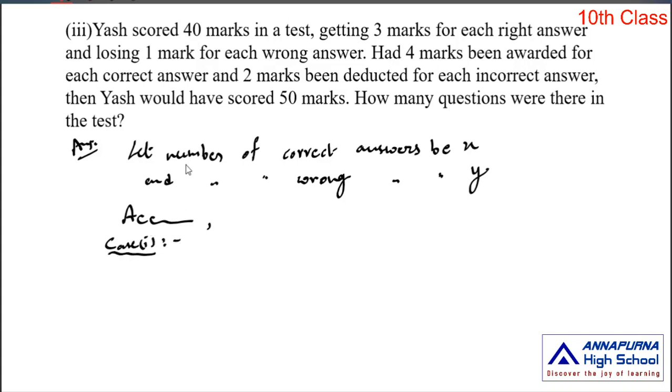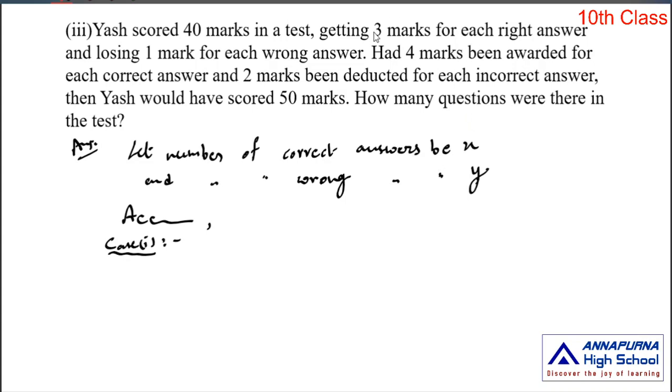In case 1, Yash's score is 40 marks. How? If 3 marks are awarded for every right answer and 1 mark is deducted for every wrong answer, then his total score is 40 marks. Okay, so just ignore this total score. In that question paper, 3 marks are awarded for every correct answer and 1 mark is deducted for every wrong answer. As per these two quantities, you simply find out his total score. In that question paper, the total number of correct answers is x.